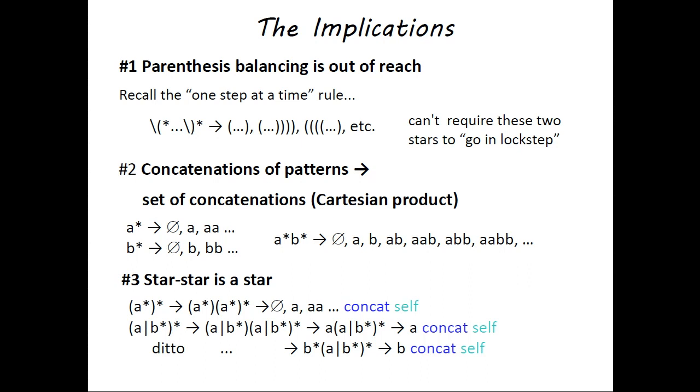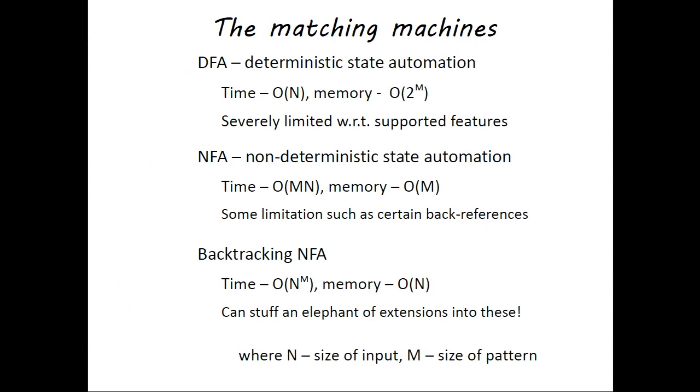The simple consequence is that concatenation of patterns is a set of concatenations, and that is what makes regular expressions simple and usable. You compose them out of pieces that you know what they're doing. And star-star is a star, so some people expect it to somehow be more powerful. So here's an example.